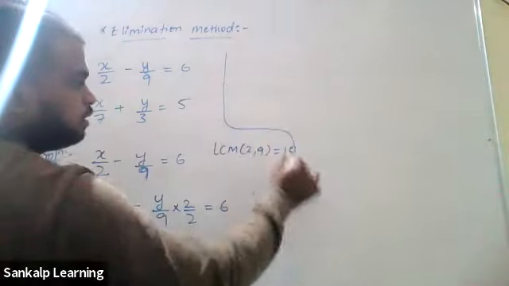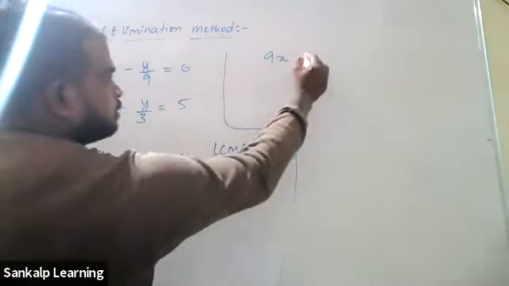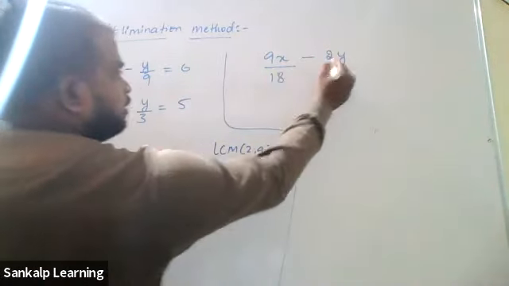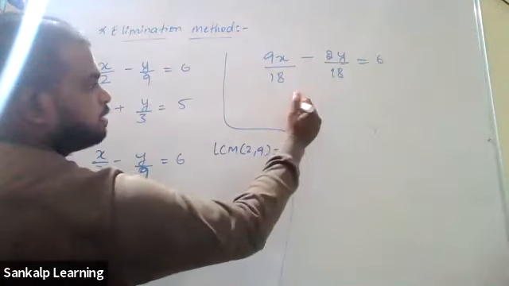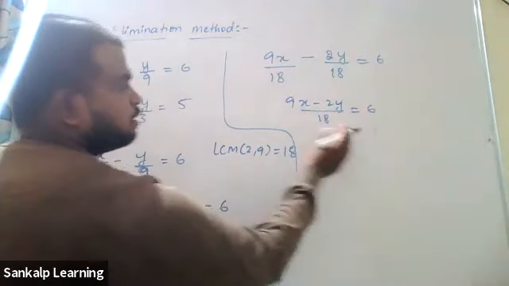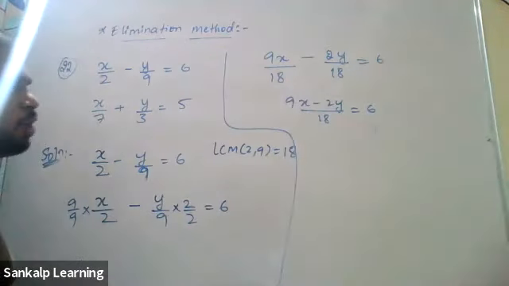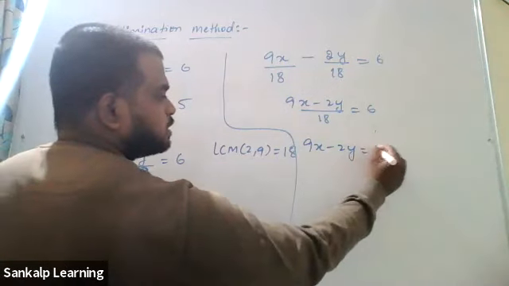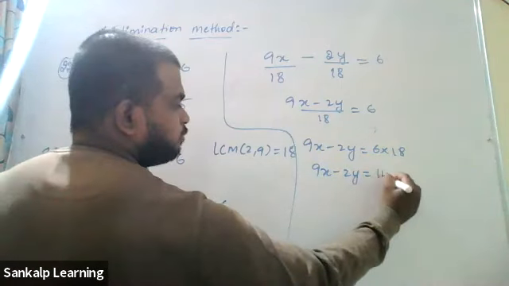Let me do it here. 9 into x is 9x minus 2 into y is 2y by 18. Here also you get 18 equal to 6. Now both the denominators are same, so you can write it once. Equals 6. This is a common denominator. It belongs to both the terms, so I can send it the other side. 9x minus 2y equals 6 into 18.